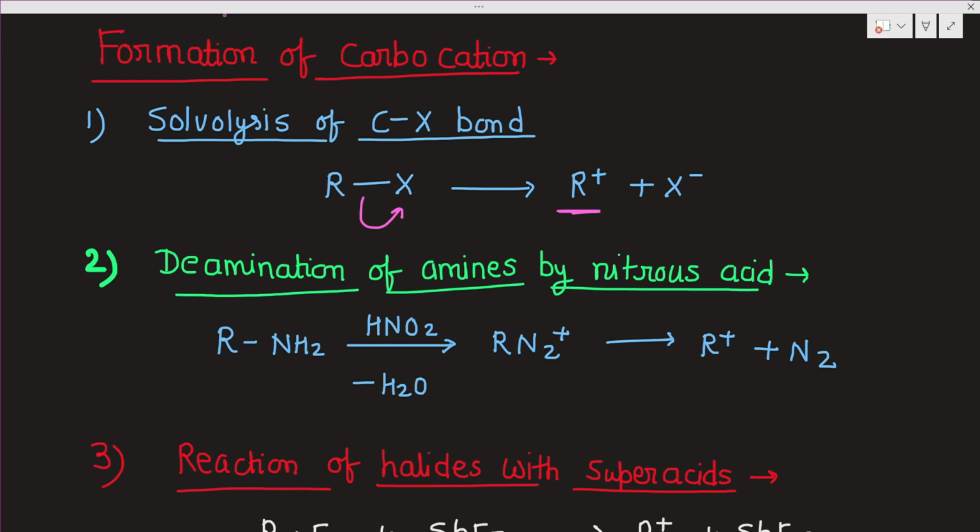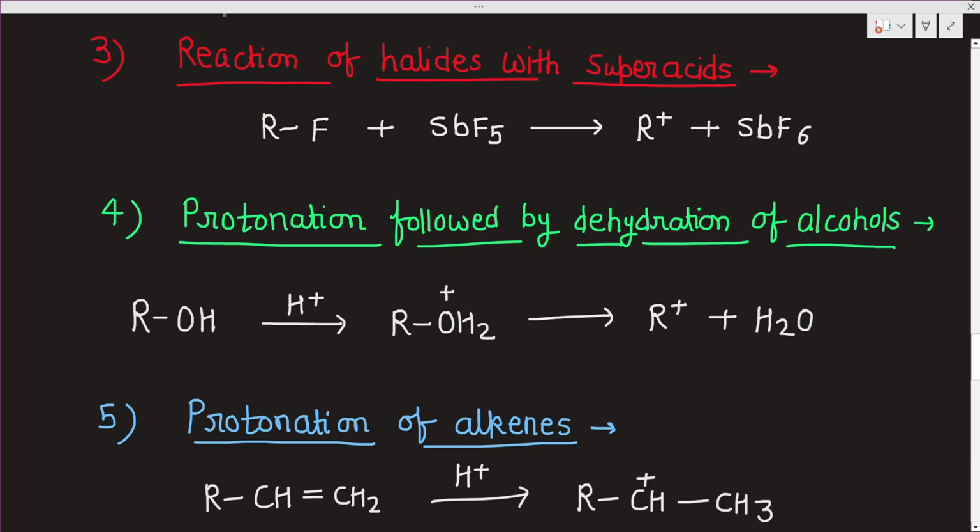Similarly, deamination of amines by nitrous acid: RNH2 when reacted with HNO2 forms RN2 plus, with the elimination of water. Now this RN2 plus will leave out N2 and form the R plus carbocation. The third type of formation may be by the reaction of halides with superacids. Suppose you take this halide and treat it with SbF5. You know this SbF5 is a superacid. It is actually a fluoride acceptor. It has the tendency to take the fluorine, so it forms R plus and SbF6 minus. In this way a carbocation is formed.